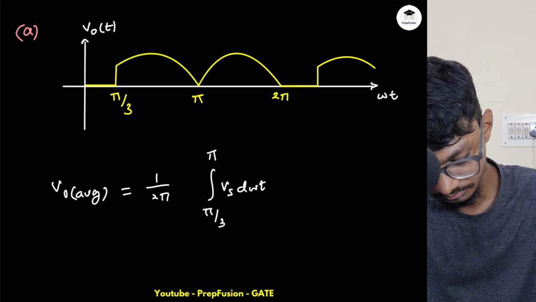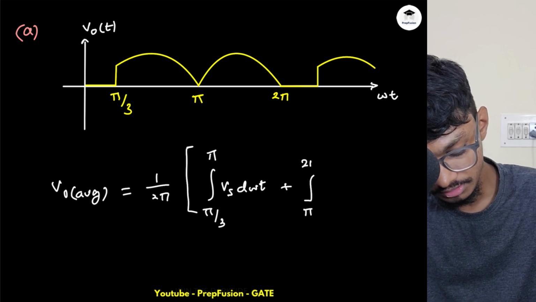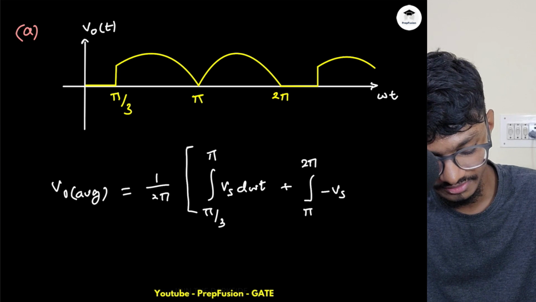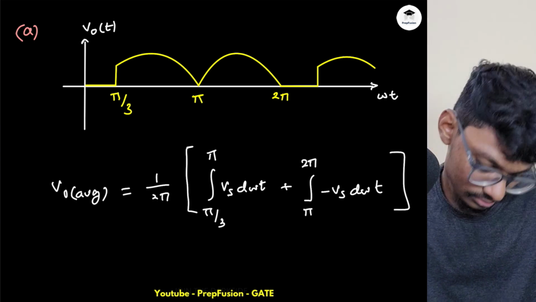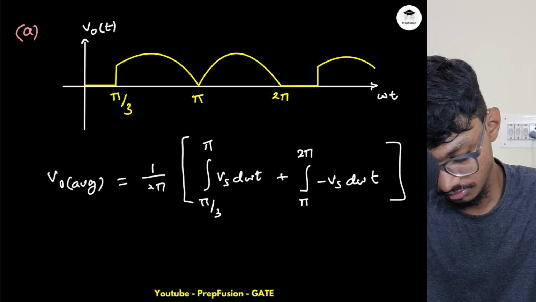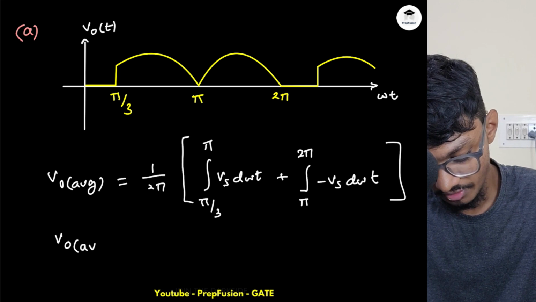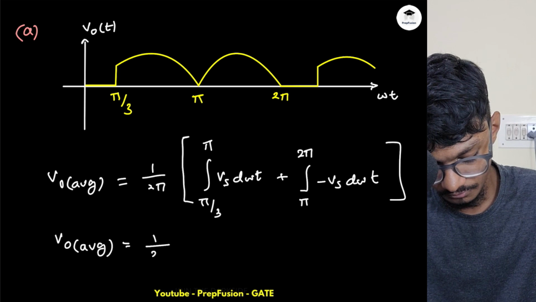plus, from pi to 2 pi, it will be minus of Vs, negative of Vs, d omega t. So my VO average will be 1 by 2 pi.